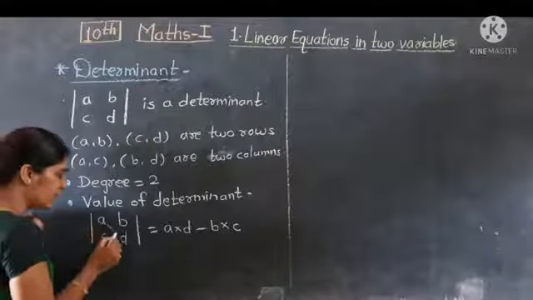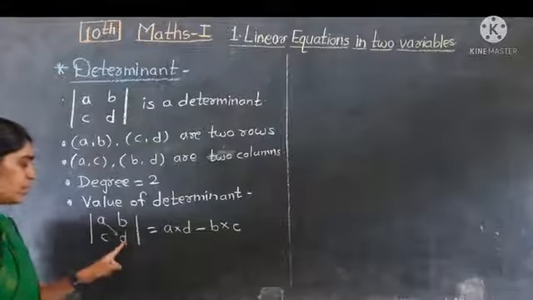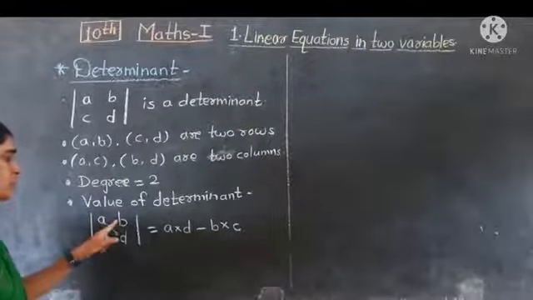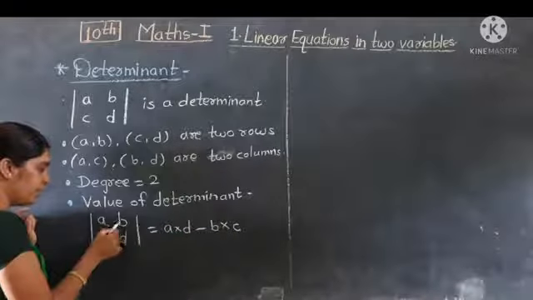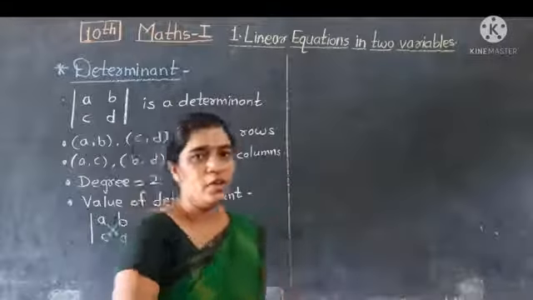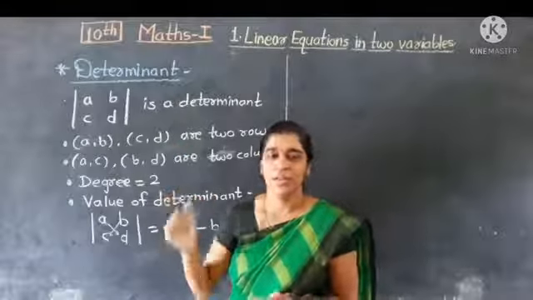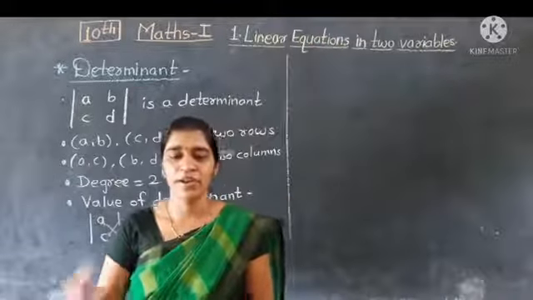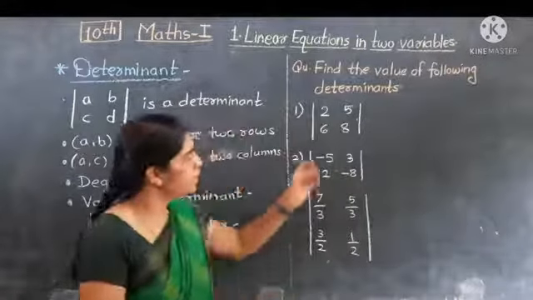First we start with A into D: first row, first column element with second row, second column element. Then first row, second column element with second row, first column element. A into D minus B into C. You calculate in this way and we get the value of the determinant. Okay, understand what is a determinant? Now we will see examples on determinant, how to find the value of a determinant. So let's start.